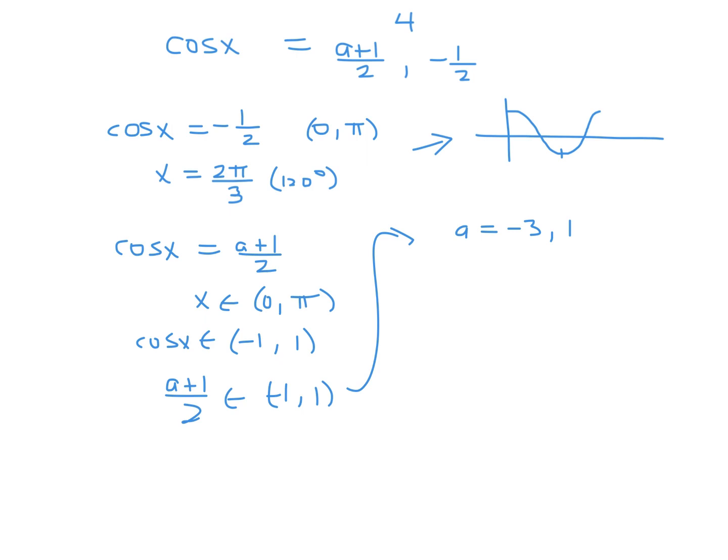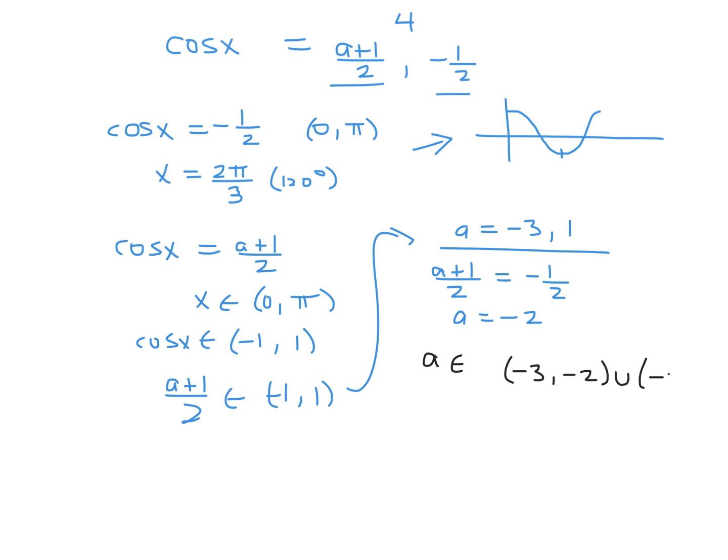And then the other last scenario is if these two were equal. So if (a plus 1)/2 was actually equal to -1/2, and if that's the case, then a would be -2. All right, so let's put this all together now. So that means that a is an element of -3 to -2, and the union of -2 to 1.